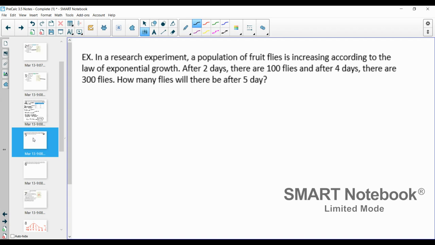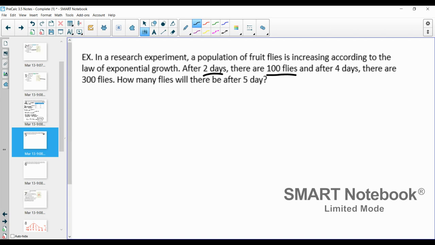Okay. And so this is growing exponentially. So you'll see the way that we're going to set it up. We're going to take it one part at a time. We're going to start with 2 days and 100 flies, and we're going to collect some kind of data from that. We're going to then do 4 days with 300 flies, collect a little bit more, and then we're going to finally be able to have enough information to plug in for 5 days.